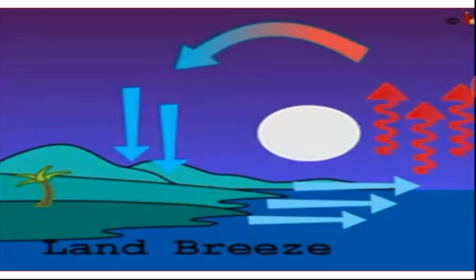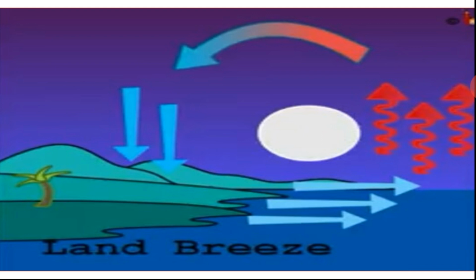Cool air from the land blows towards the sea to take the place of the rising warm air. This breeze is known as the land breeze. That is the difference: a cool breeze blows towards the land during the day, that is the sea breeze, and at night cool air blows towards the sea, that is the land breeze. Okay, clear children?